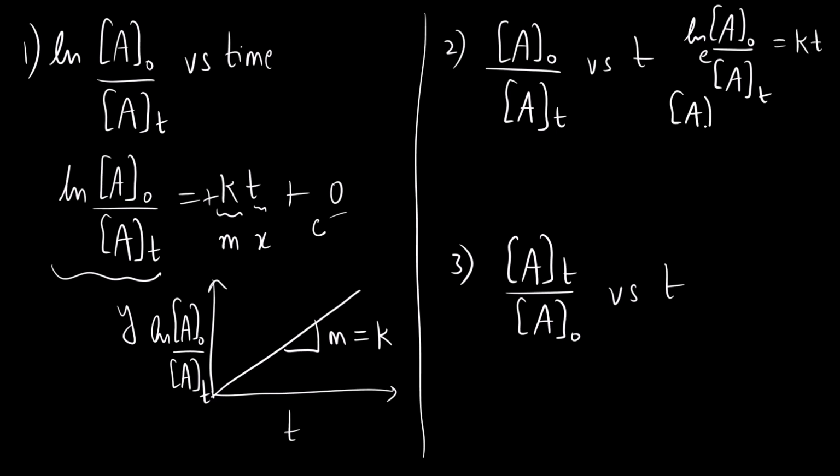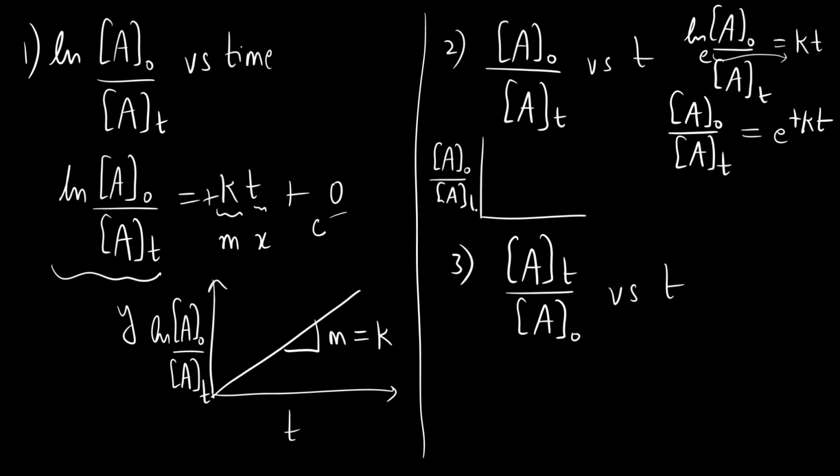So a naught by at will be what? You take the power, right? e raised to plus kt. So here the graph will be, I'm plotting a naught by at versus time t. So this is what? Exponential function. Plus means it will be increasing. So it will be like this, an exponentially increasing curve.